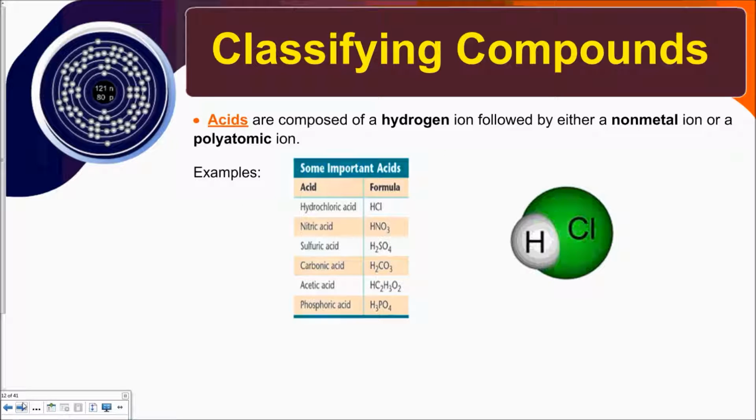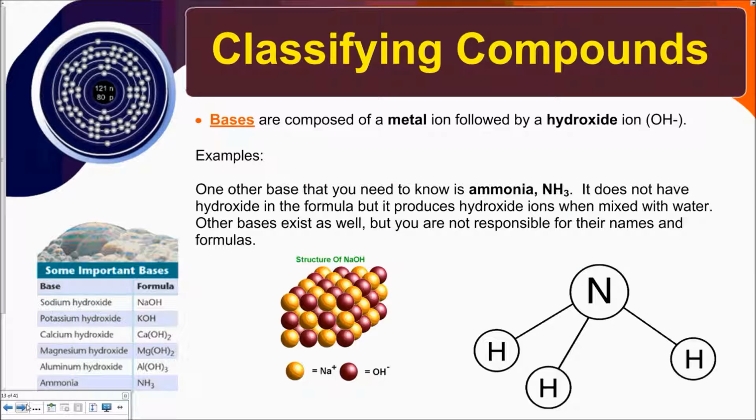The next thing we're going to talk about are acids. They're composed of a hydrogen ion followed by either a nonmetal ion or a polyatomic ion. So you recognize acids because they start with hydrogen and then there is something else. But the fact that they start with hydrogen is really important. So some examples are hydrochloric acid. You can identify it because it starts with hydrogen. Nitric acid, sulfuric acid, carbonic acid, acetic acid, and phosphoric acid.